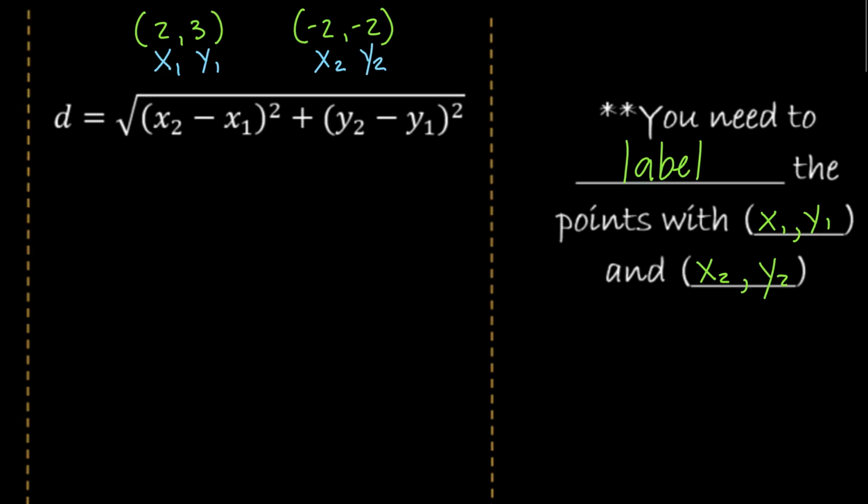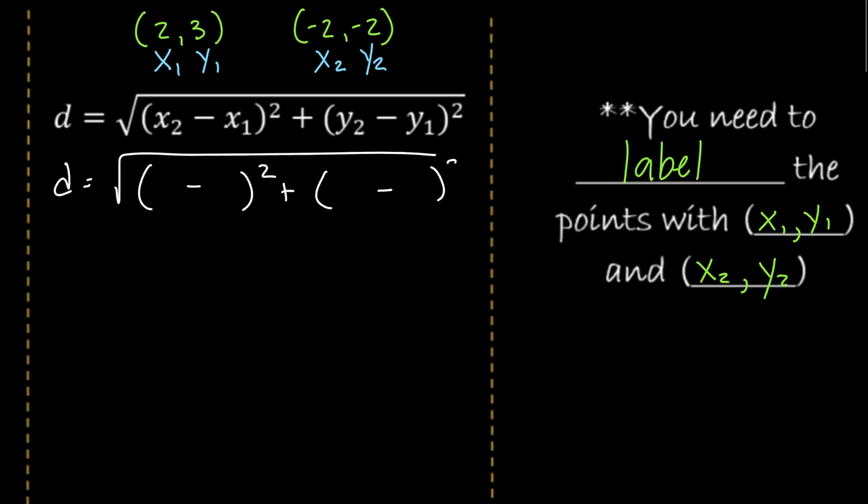Good. So now what do we do? Yeah, you just plug them into your distance formula. So D is equal to the square root of what do I fill in for x2? -2. And what do I fill in for x1? And what about y2? What do I put there? And y1. Beautiful. All I did was plug in the values. Substitute the values in.